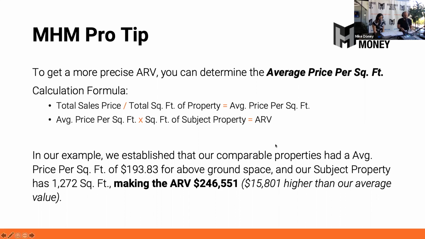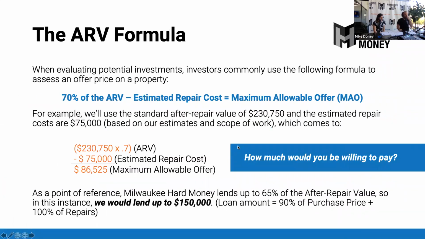I want to be conscious of everyone's time, so here's what we're going to do. We're going to move forward. Everyone's going to get this in their email right after this, but let's go through the next one. Just to give you an idea of what we came to for the ARV formula: we have a $230,750 ARV. We multiply that by 0.7.